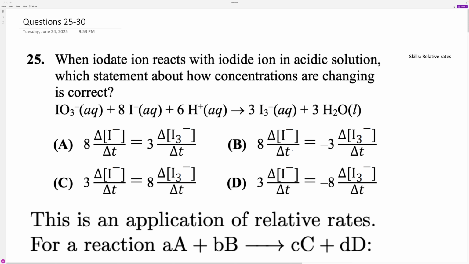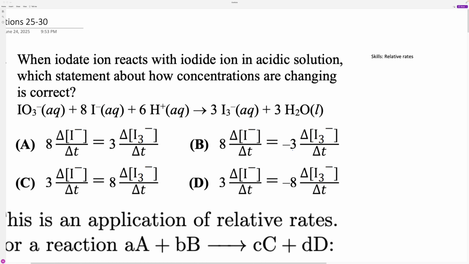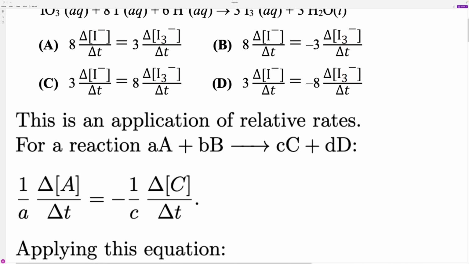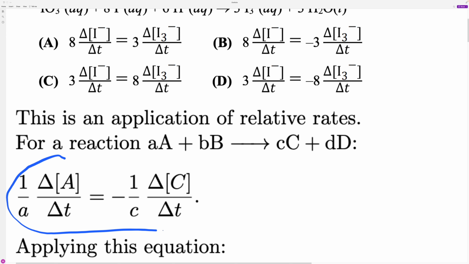This is an application of relative rates. So it's asking us to find the equation that signifies how concentrations are changing. So relative rates comes from the conservation of mass. And that essentially requires that as the reactants are losing mass, the products are gaining that mass. So you can intuitively see how you get this relative rates form, and this is essentially balancing the coefficient with the rate.